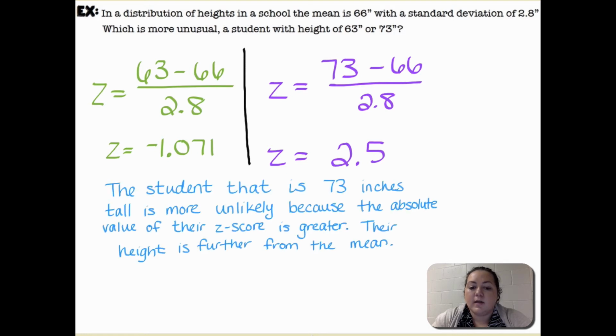So the student that is 73 inches tall is more unlikely because the absolute value of their z-score is greater. Their height is further from the mean.